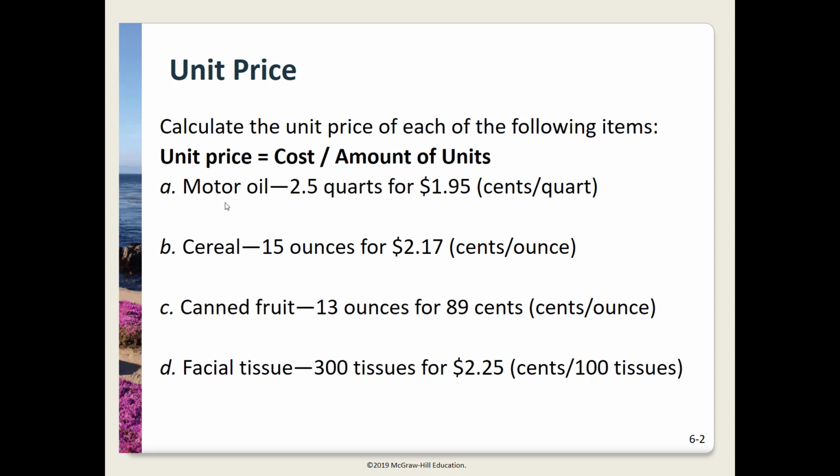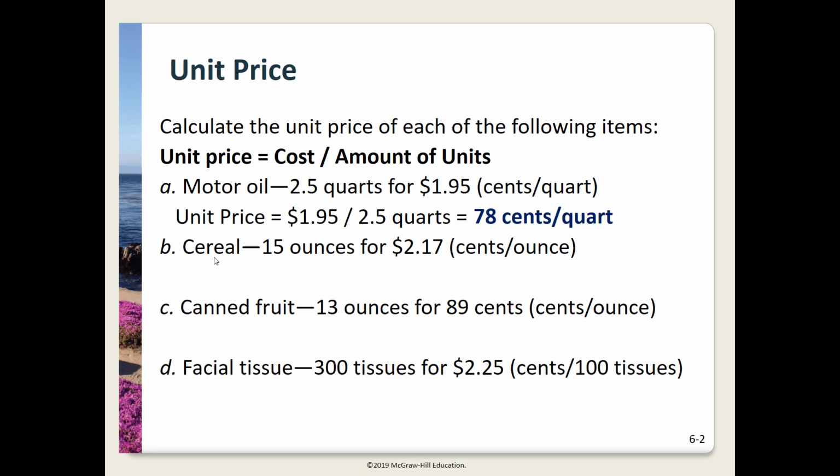So in part A, we're working with motor oil. We've got 2.5 quarts for $1.95. So we'll take the $1.95, that's our cost, and divide it by the amount of units. In this case, it's the 2.5 quarts, and we get 78 cents a quart. So in the parentheses here, it's the unit of measure that you have to be using, and in the homework, it'll have that on the right-hand side as well.